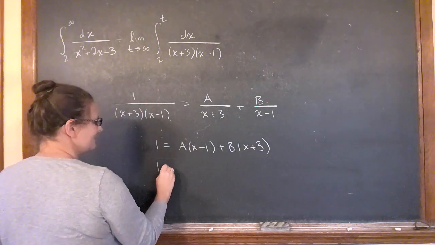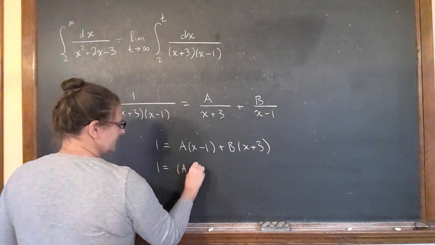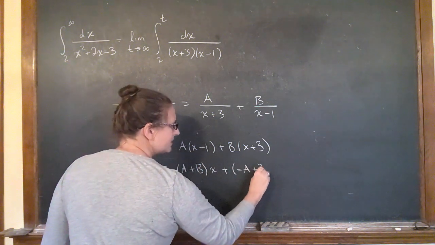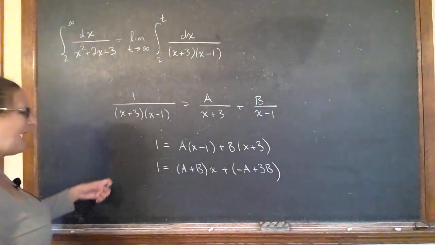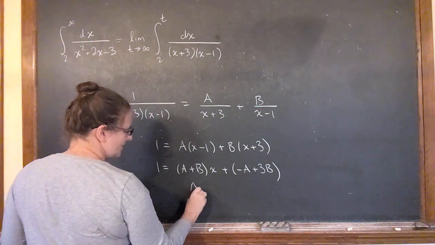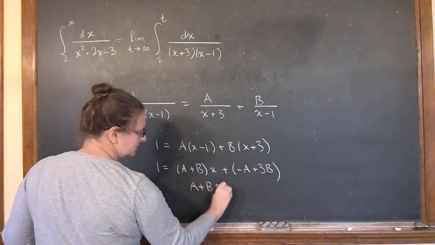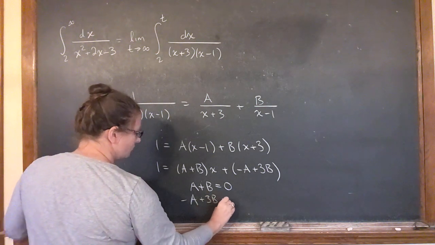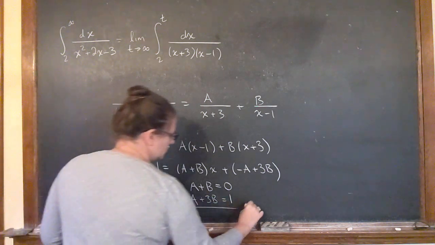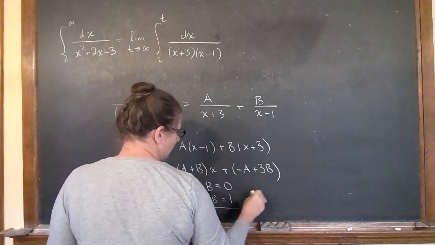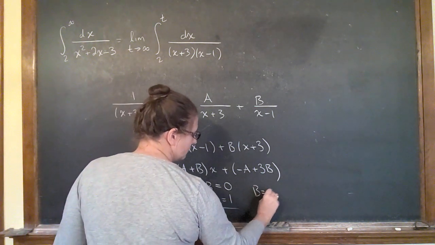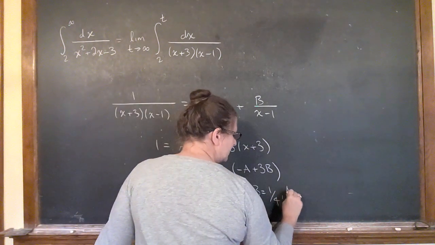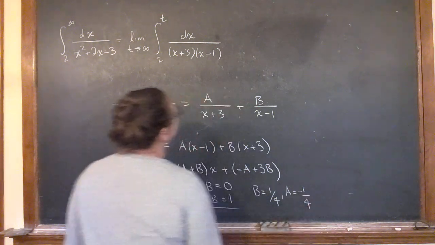Okay, so if I rewrite that, I get a plus b times x plus minus a plus 3b. Now you can see there's no x terms over here, so I'm going to have a plus b equals 0, and my next one, minus a plus 3b equals 1. So super easy, right? Add these two, I get 4b equals 1, or b equals 1/4. And then since a plus b equals 0, that gives me a equals negative 1/4.